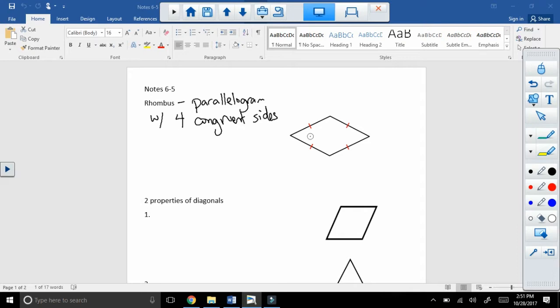So other properties of the parallelogram would be like that these sides are parallel. So if you want to add those in, you can. The opposite angles are congruent. The opposite sides are congruent, but because all four are congruent here, you don't really need that. And the diagonals bisect each other. All of those things still apply to a rhombus, but there's a couple more things, two other properties specifically about the diagonals that also apply.